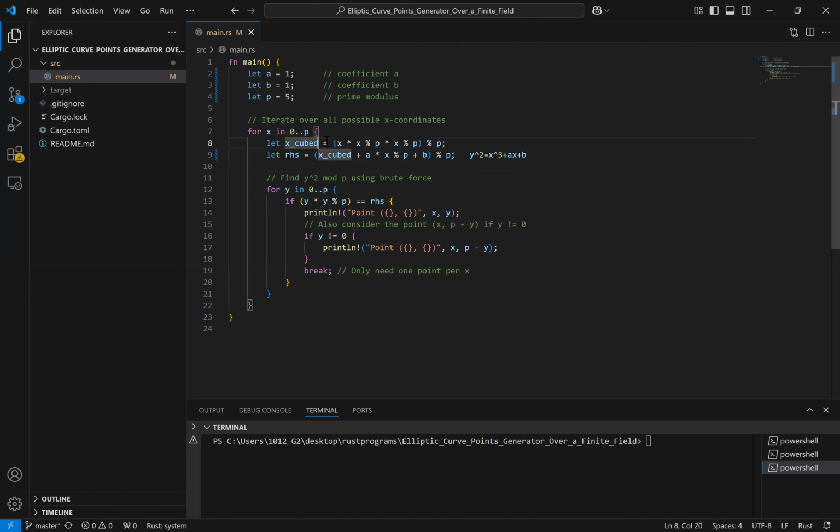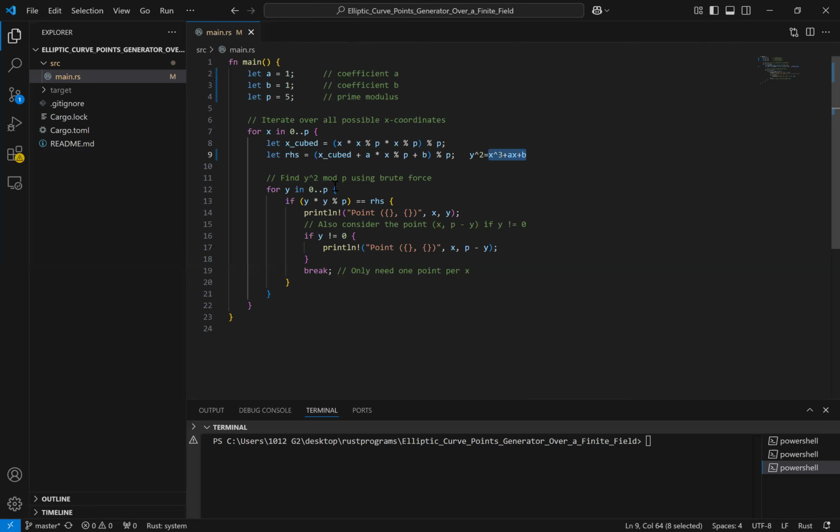I've already defined what X cubed is here. It's X times X times X, three times. So I come here, the right-hand side is X cubed, which is defined above, and then plus A multiplied by X. I want to reduce it so that it's less than 5, and then plus B, and then again reduce it. So that is my right-hand side.